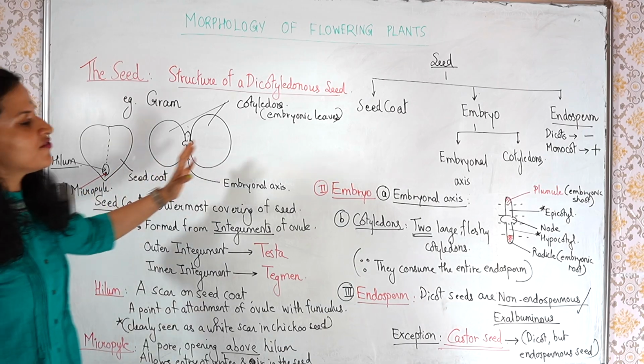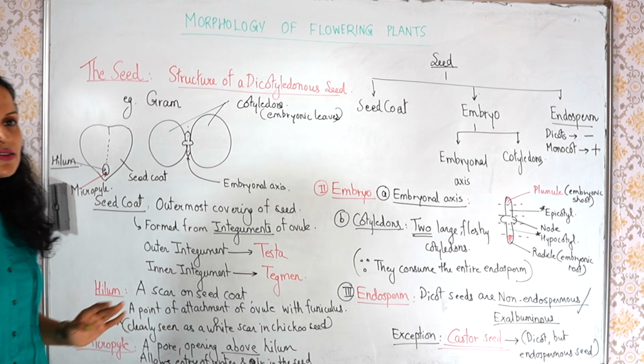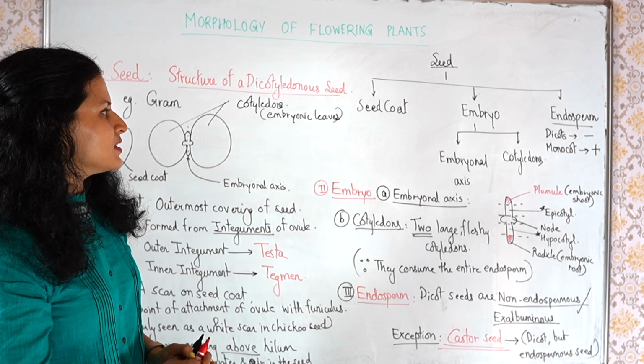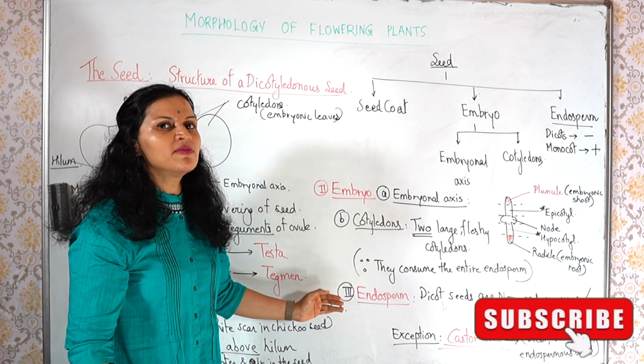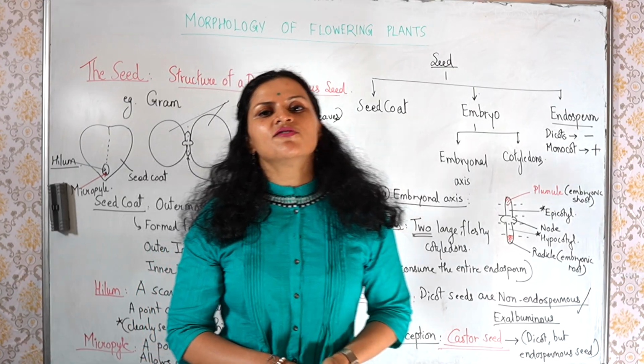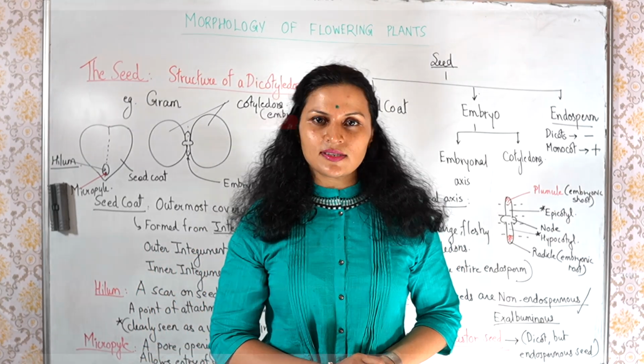So this is all we have from the structure of the dicotyledonous seed. The most important thing to know in this is that the dicot seed will have two cotyledons which will be fleshy, and they will be non-endospermic. In the next lecture we will do the structure of the monocotyledonous seed.